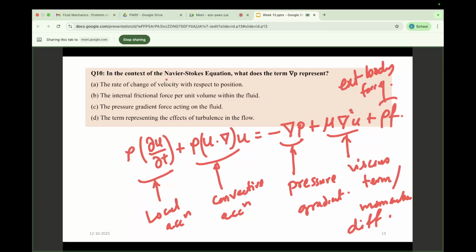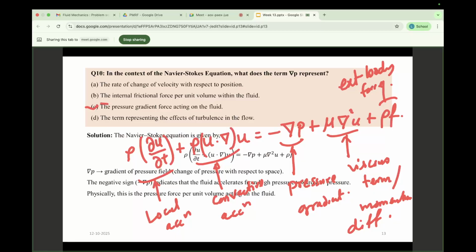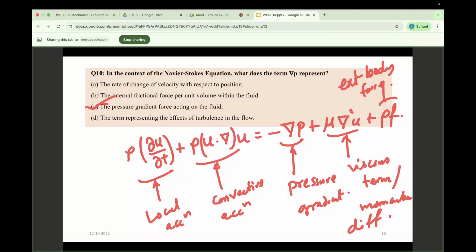So these are the main terms in this Navier-Stokes equation. So now in the question, in the context of this Navier-Stokes equation, what does the term del P represent? It is the pressure gradient. So which will be the option? It is option C. Okay. So the correct answer is option C. I hope that you understand this thing. Also please recall this equation, and each and every term is essential from your exam point of view.